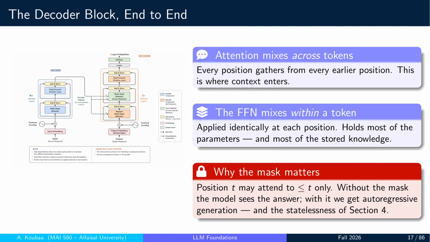Now, the third block, marked in red because it carries the most weight for this course. Position T may attend only to positions up to T. Without the mask, the model sees the answer. With the mask, we get autoregressive generation. And the same mask is the reason for the statelessness we will meet in Section 4. One design choice produces both the capability and one of its main limitations.